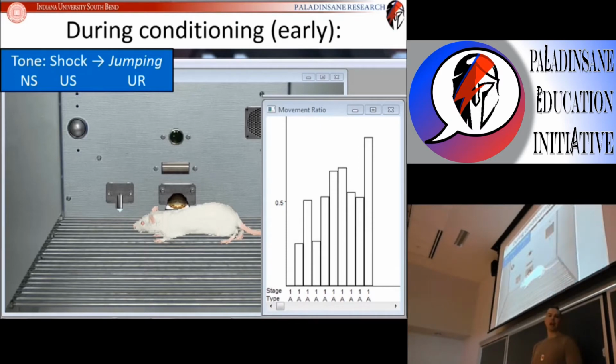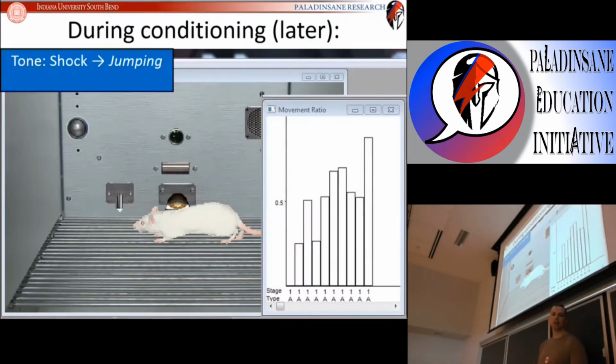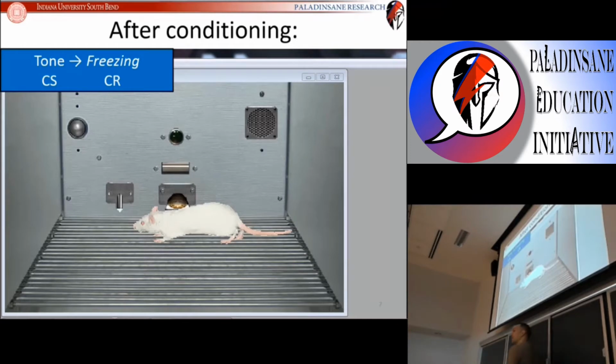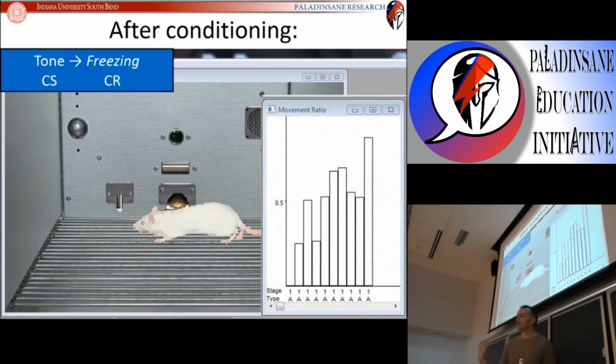And then as conditioning went on, we would find that the tone has changed into a conditioned stimulus, no longer a neutral stimulus, but now it's a conditioned stimulus. So the unconditioned stimulus causes jumping, the unconditioned response. Our tone has now become a conditioned stimulus, and we know it's a conditioned stimulus because it causes freezing. What happened? That's completely different, right? So now the conditioned stimulus is causing freezing. Freezing is the complete opposite of jumping. So the unconditioned response was jumping to try to avoid the shock. The conditioned response is freezing.